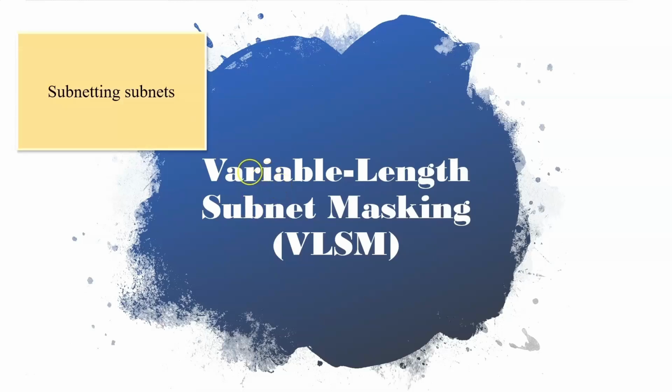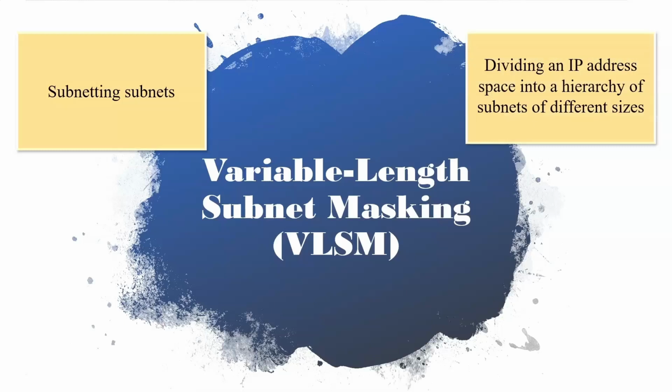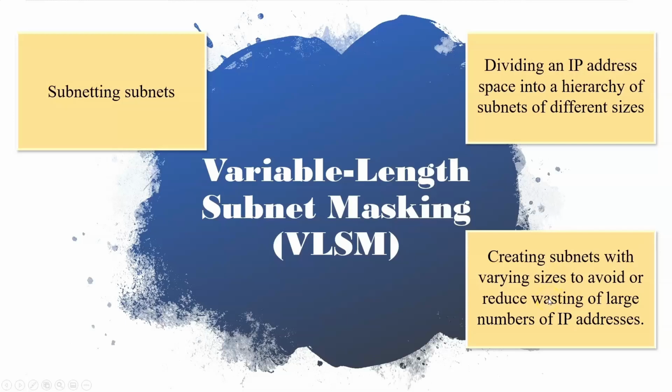So why do we do that? We do that in order to have different subnet sizes. Why do we need different subnet sizes? We need different subnet sizes because it will help us to avoid or reduce the wastage of a large number of IP addresses. If I need only 30 IP addresses, and I subnet and my subnet has 128, then what will happen? Then I will have a lot of IP address wastage.